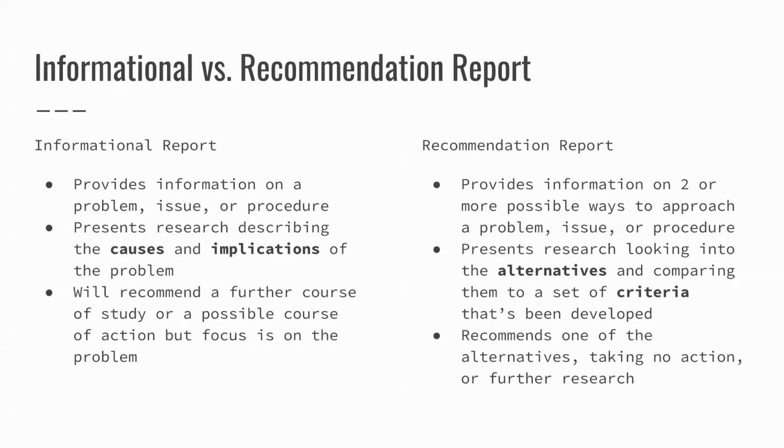And then you're going to compare them to a set of criteria that's been developed. So the criteria would be, here is what we need, right? We need a new course management system. Here's how much it can cost. Here are the features we need. And here is the timetable we need, right? And that's how you'll evaluate things. And then you'll recommend one of the alternatives, taking no action or doing further research. So that's the difference between the 2 reports. If you're not sure what your group is doing or what fits best, ask.